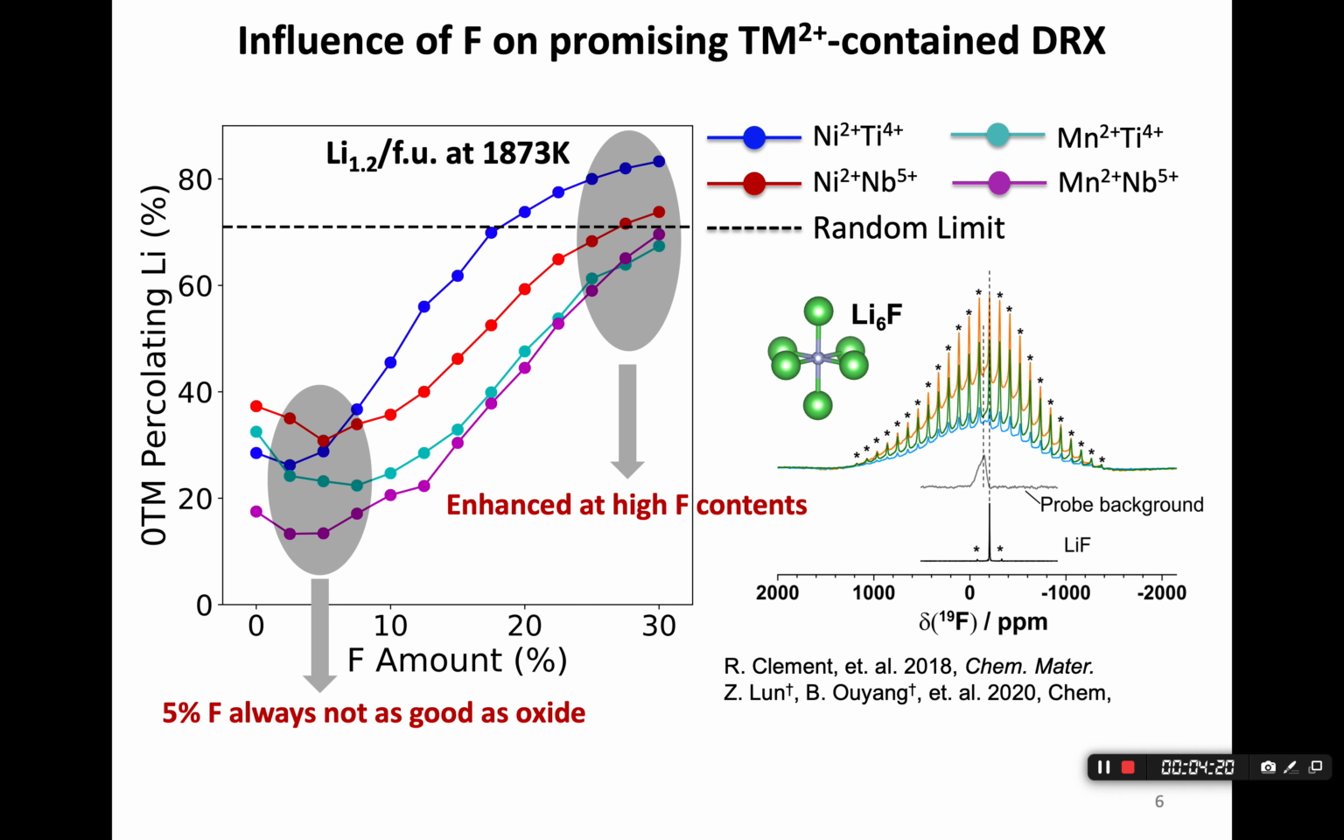Another thing you want to keep in mind is that as you keep fluorinating the materials, you will end up with a lot more local lithium-rich environments, which is Li-6 F. That explains why in the end you're going to have a lot of percolating lithium, because you're going to form a lot of lithium-rich environments in the bulk.